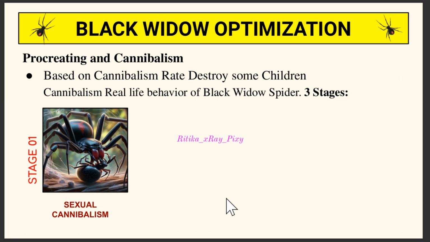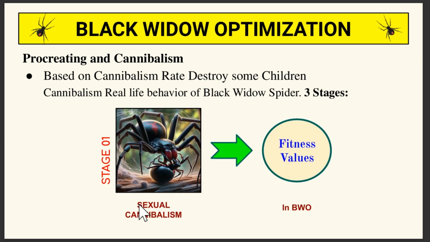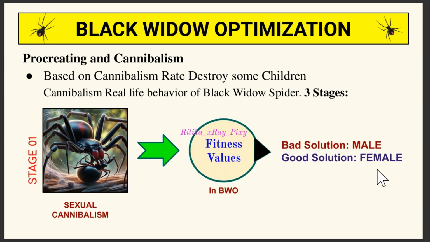Next we have cannibalism. Cannibalism in black widow optimization is modeled on the real life behavior of black widows, and this occurs in 3 stages. First we have sexual cannibalism. In nature, female widows eat their mates during or after mating. This is simulated in the black widow optimization algorithm using fitness values. Using fitness values, we will determine which widow represents male and which represents female.